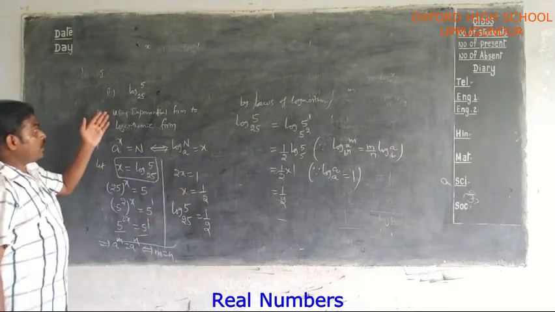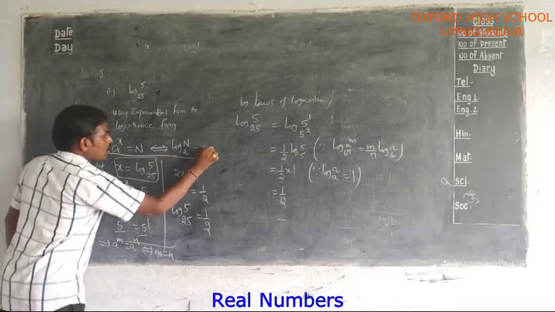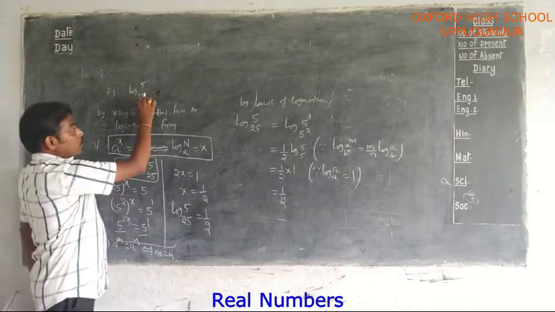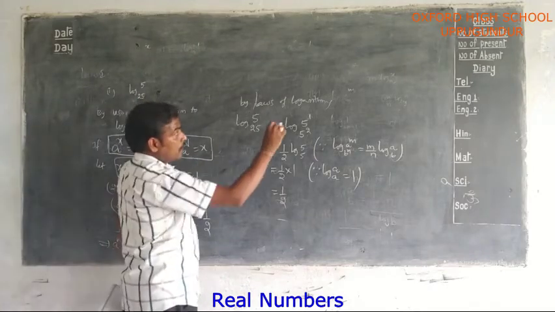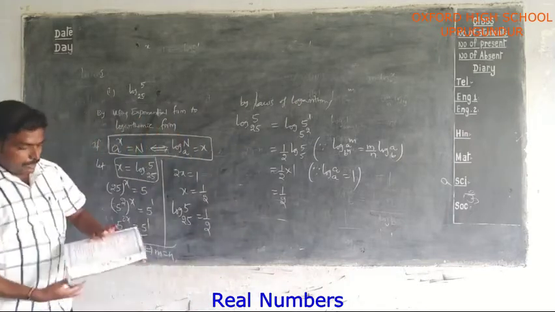So if you want to find the solution by using this method, you have to know exponential form to logarithmic form of a number. If you want to find the value of this by using laws of logarithms, you have to know all the laws of logarithms that I told just before. Now second problem.